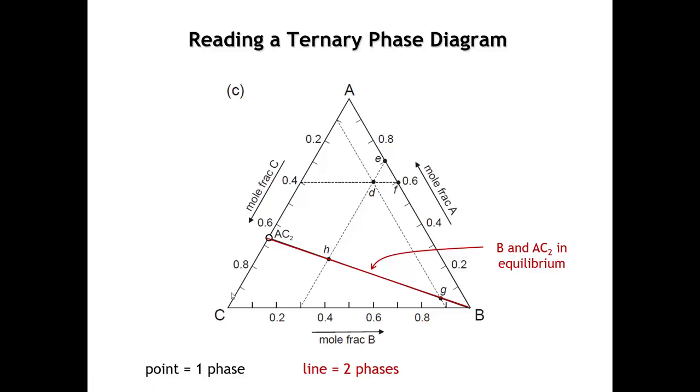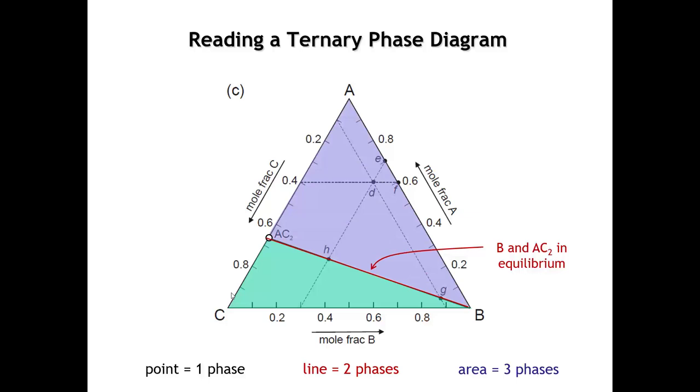The entire rest of the phase diagram is just made up of areas. So every ternary phase diagram is going to break down into a series of triangles. In this particular phase diagram, we have two triangles.